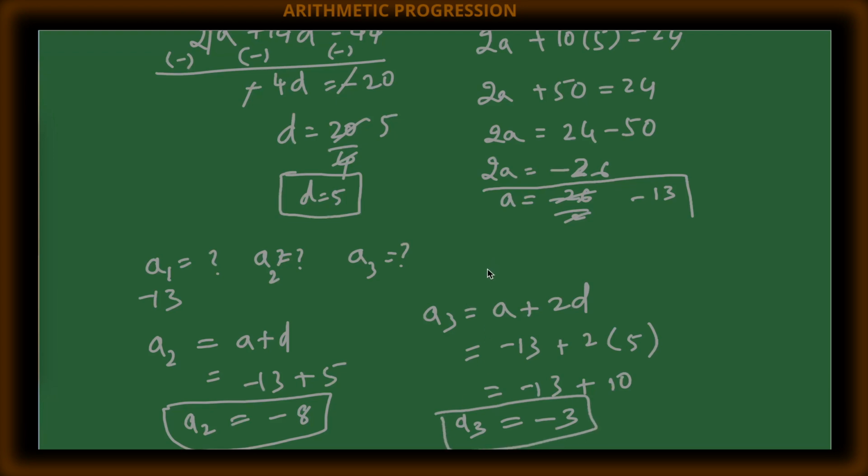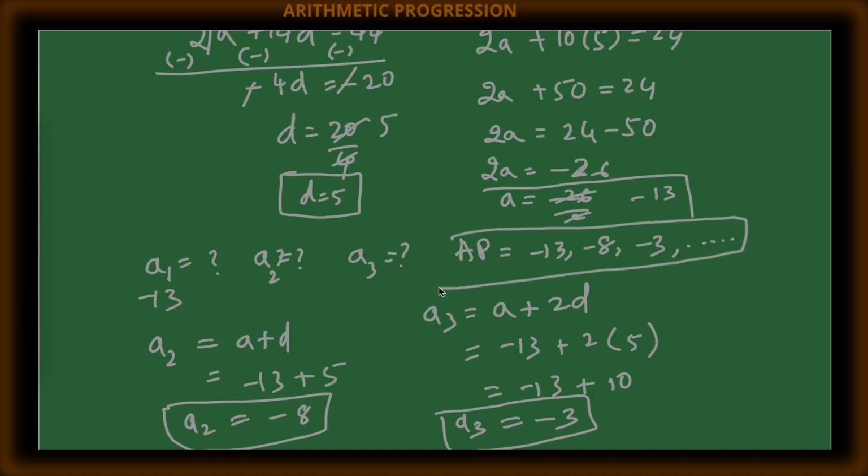So your arithmetic progression would be AP is equal to a. What is a here? We have a as minus 13, then you have minus 8, then you have minus 3, comma. This is what we need to find as part of this question, which we have done. Hope this is clear, students.